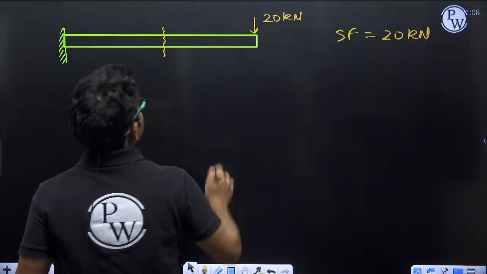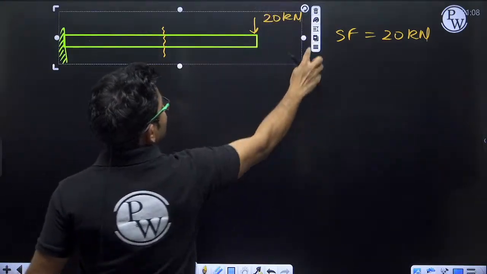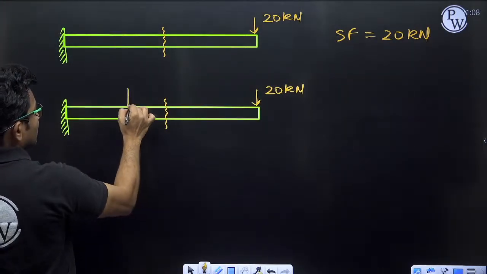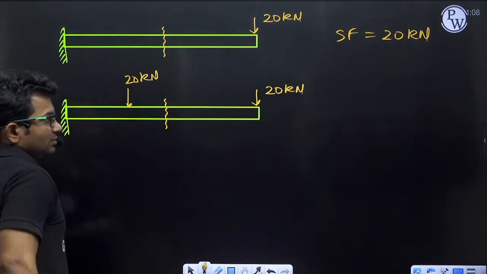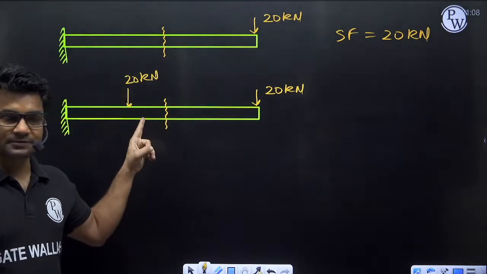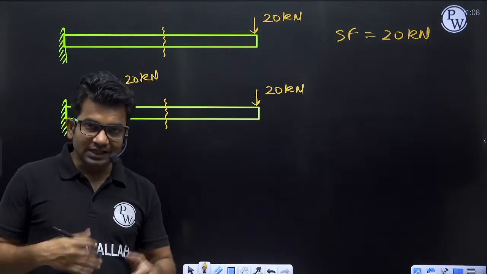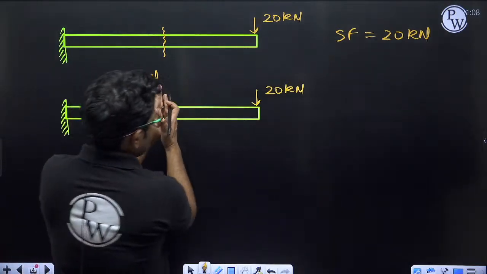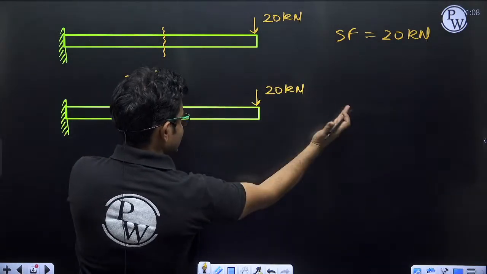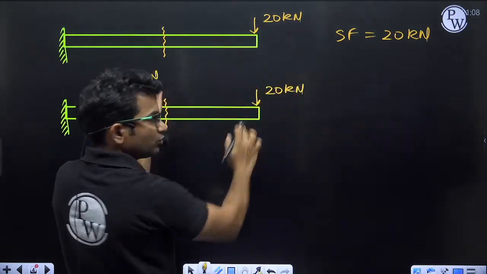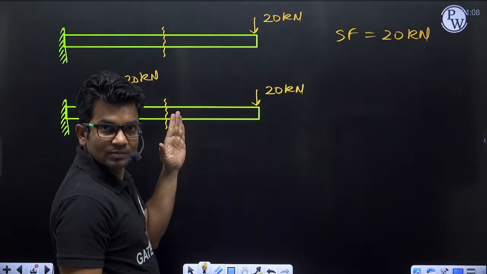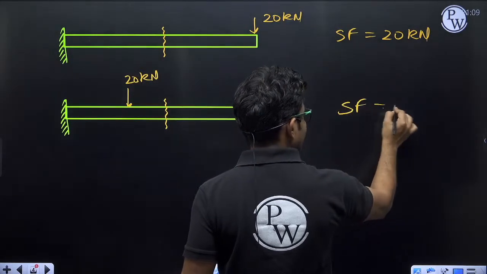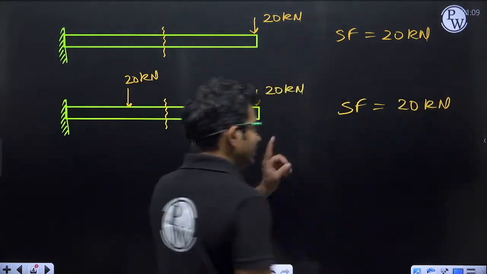Now let me take another example. If a transverse force of 20 kilonewton is acting here, what will be the shear force at this section? Still the value of shear force will be 20 kilonewton only. Why? Because if I do summation of all the transverse forces to the right side of the section, there is only one force, that is 20 kilonewton. I am not talking about bending moment, I am talking about shear force only. So shear force is still 20 kilonewton.